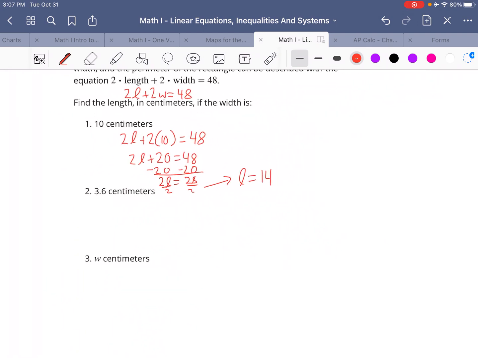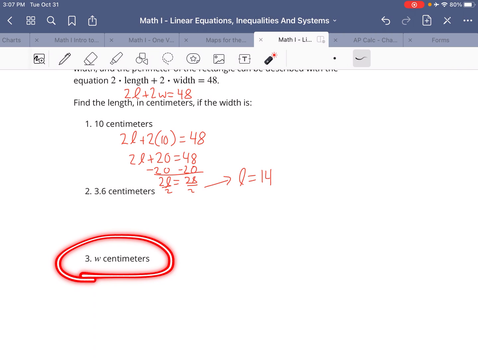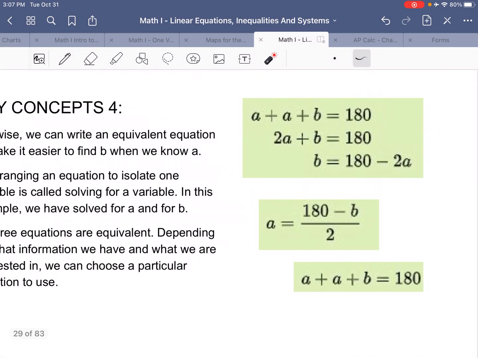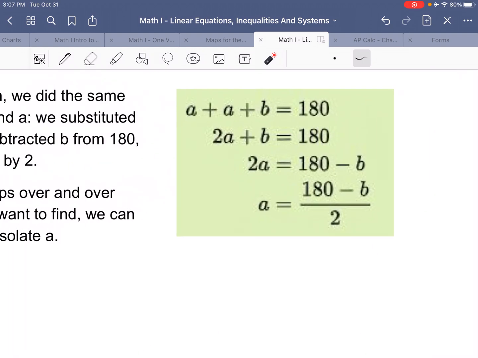Now the question is, what would the length be if the width was 3.6 centimeters? And then the last one is W centimeters. This one might be a little bit confusing, but this is just like if we go back here and we said, well, I wanted to solve this equation right here for A.